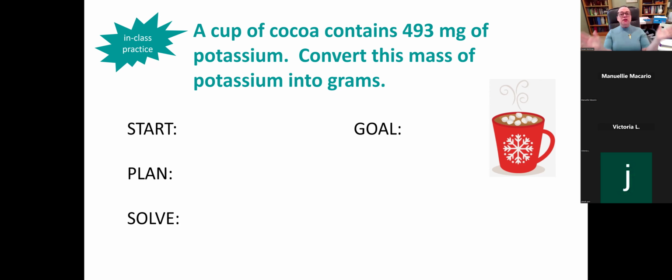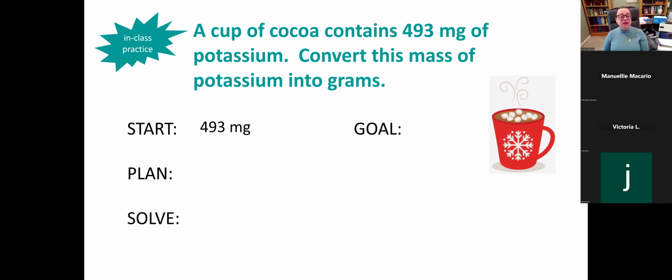All right. So what are we trying to find? We know we start with 493 milligrams of potassium. What are we trying to figure out? What's the question? That's our goal. Yeah, good. We are trying to find grams, specifically of potassium. That's our question. Convert what we start with into grams of potassium. So in our plan here, we've got 493 milligrams, and you could write a K after that for potassium.